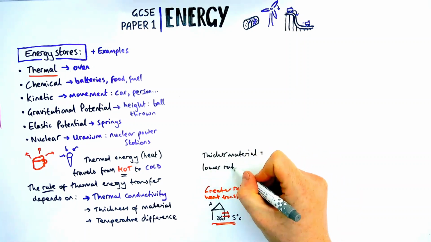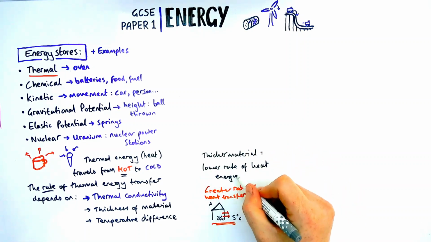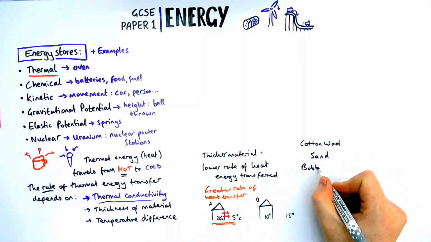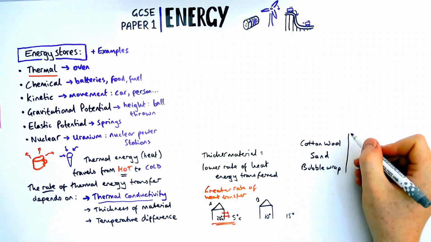For a thicker material, that means you have a lower rate of heat transfer because there are more particles for the heat to get through via conduction, where the particles are vibrating and passing on their vibrations.